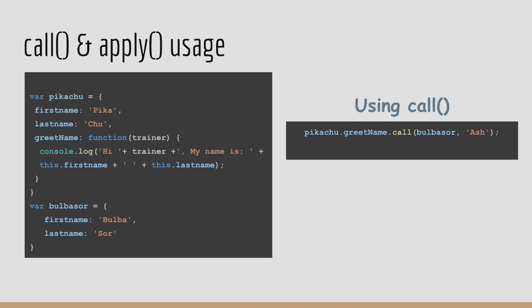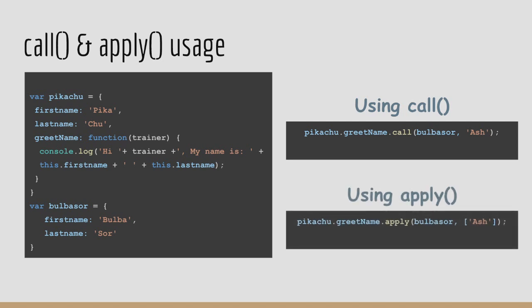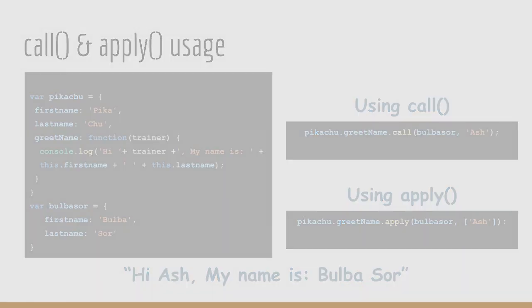Same result can be obtained using .apply. In this case, we need to pass Bulbasaur as the first parameter and an array as the second parameter that contains the string Ash. Both these approaches would lead to exactly the same result, with us getting the output, "Hi Ash, my name is Bulbasaur." That was a quick refresher on the this variable inside a function and how we can use bind, apply, and call to make it more predictable.